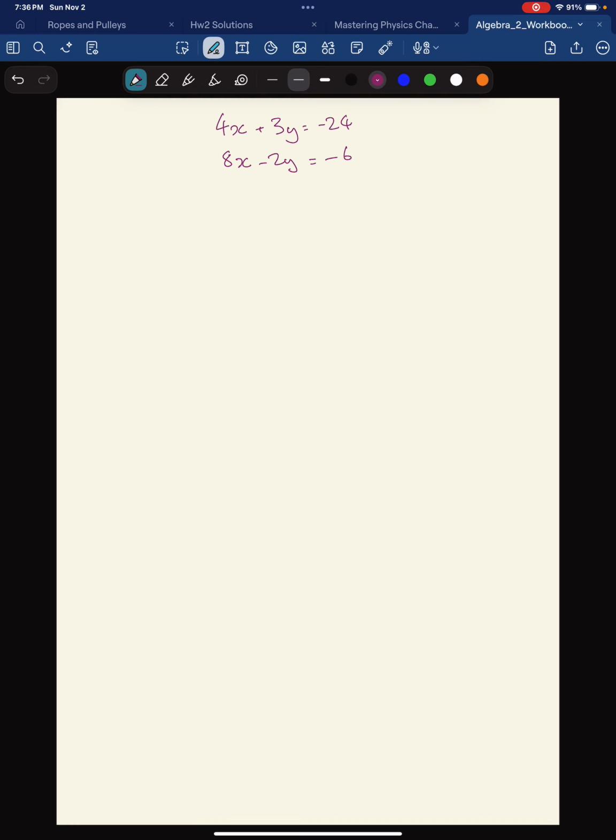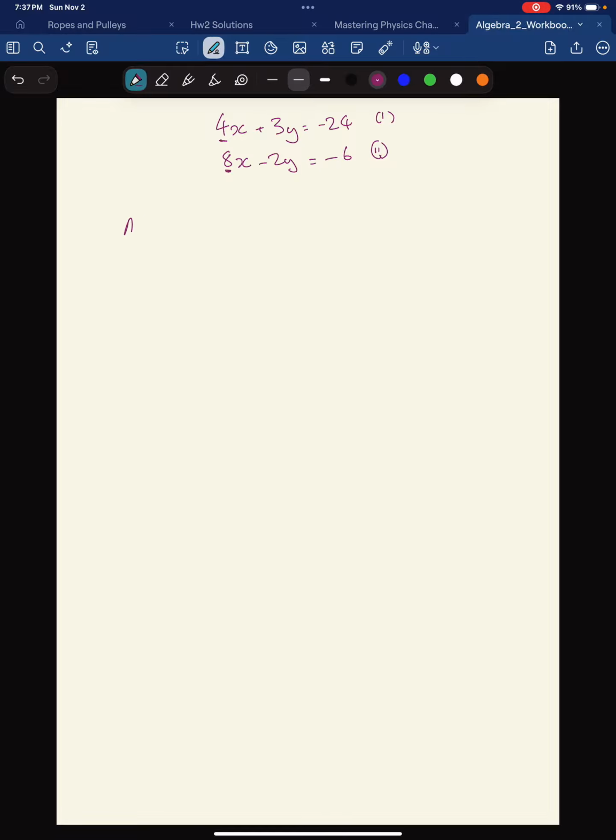Remember, this is my equation 1, my equation 2. I have to decide which variable could be easy to get rid of in this situation. Well, look, I see I have a 4 and I see I have an 8 there. So if I multiply equation 1 by negative 2, I can add both equations and x will disappear.